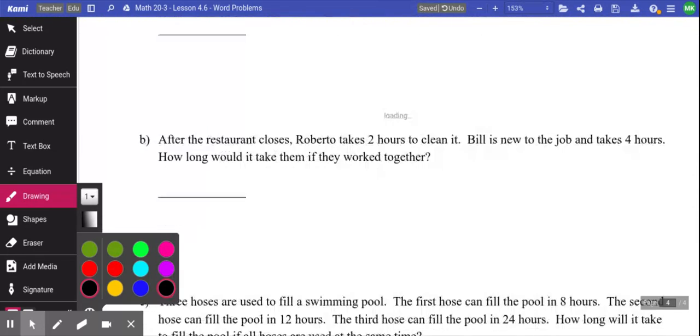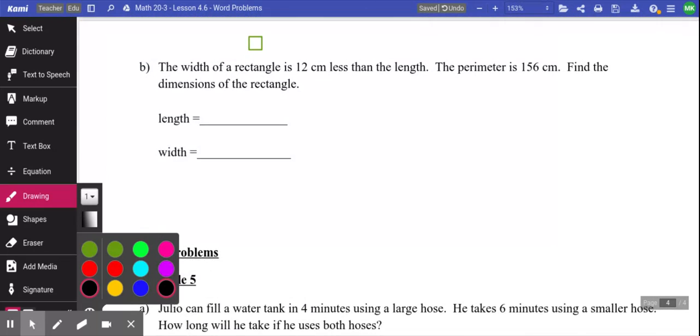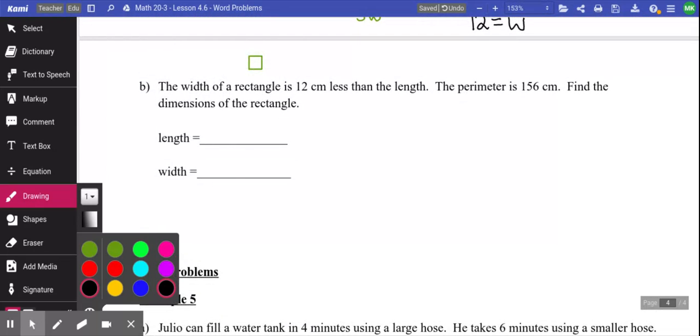All right, last one. We're not going to do these rate problems. I think we've done enough, and this is going to be hard learning from home. So we're just going to do up to here, and then we'll get rid of those word problems. Last one. The width of a rectangle is 12 less than the length. The perimeter is 156. Find the dimensions.